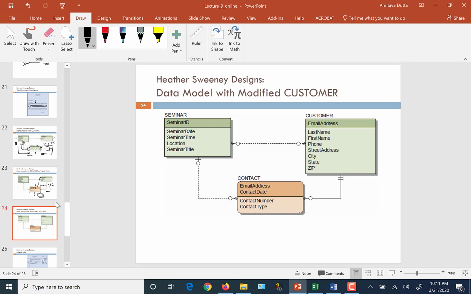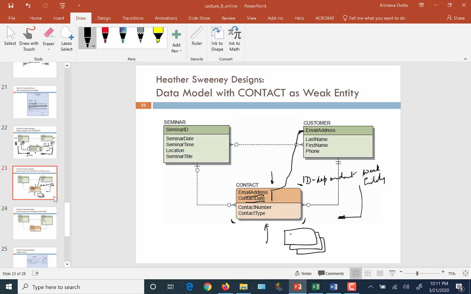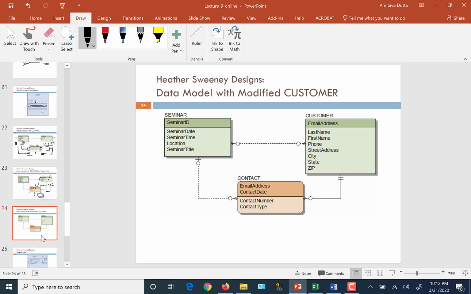All right, so now let's trace the changes as we go along. We have three entities: customer, seminar, and contact. What we're doing now is taking the entity customer in the next step and refining it by adding more attributes. In addition to the last name, first name, and email address, we have the city, state, zip, and phone number. Where would these attributes come from? Perhaps Heather Sweeney has shown us more forms, other business communications that they have with the customer, from which we get a sense of all the different attributes that must go into customer.